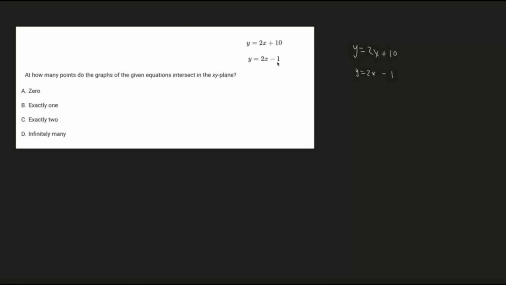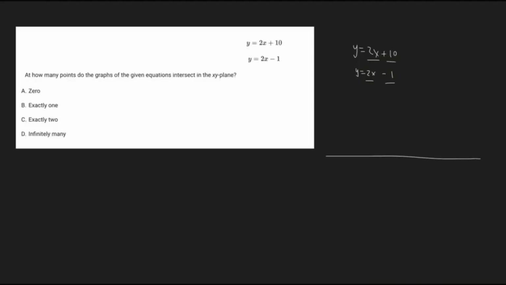How many points in the graphs of the given equations intersect in the xy plane? Well, we have the 2 equations on the right side. You can see they have the exact same slope, right? 2x. And then they have different y-intercepts. So this one's plus 10, and this one's -1.